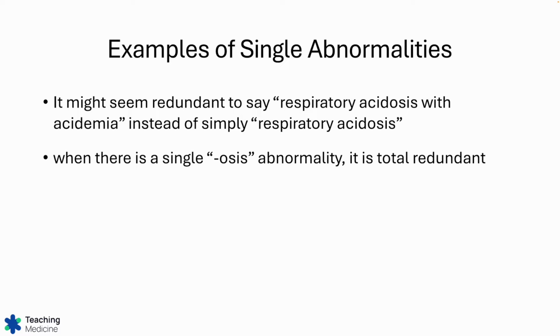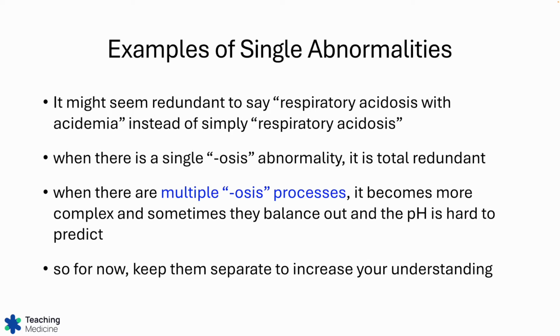These are all examples of single abnormalities, and you might think it's a bit redundant that I'm saying respiratory acidosis with acidemia instead of simply saying respiratory acidosis. And you're right, it is actually quite redundant when there's only one process. But we're going to get into some examples where there are multiple osis processes and it becomes a little bit more complex, and you're going to have to balance things out, and the pH sometimes is hard to predict.